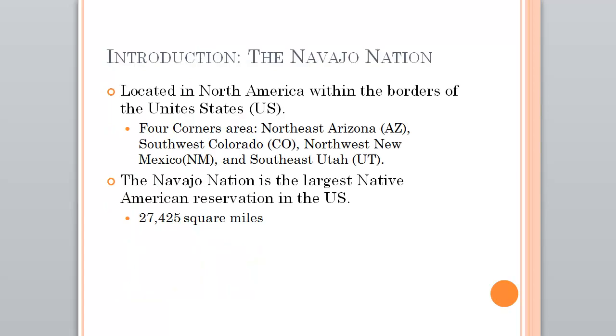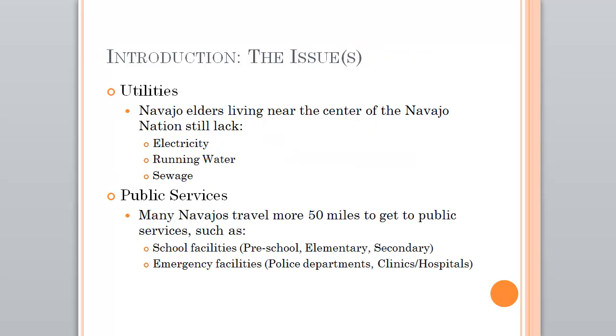So the Navajo Nation is located in the Four Corners area, which is northeast Arizona, southwest Colorado, northwest New Mexico, and southeast Utah. The Navajo Nation is the largest Native American reservation in the U.S. It's about 27,425 square miles. Some of the issues on the Navajo Nation, I'm doing the most obvious issues if you ever visit the Navajo Nation.